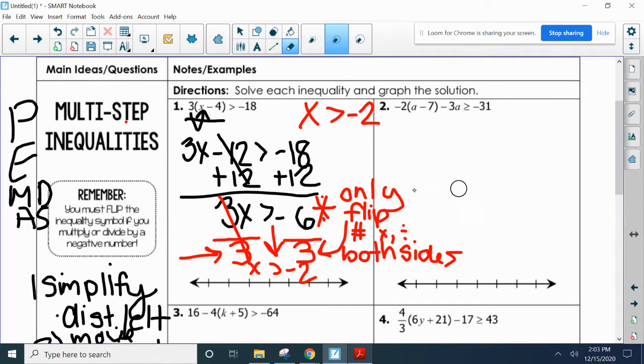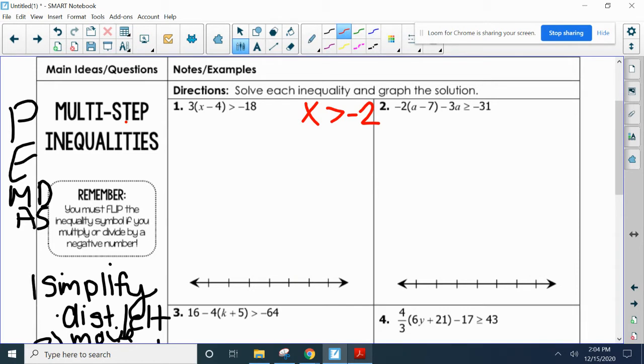All right, so by now you've written this. If not, I'm going to erase it in about 2 seconds, so pause it. All right, so we got that x is greater than negative 2. So we have negative 2, negative 3, negative 4, negative 1, 0, 1.